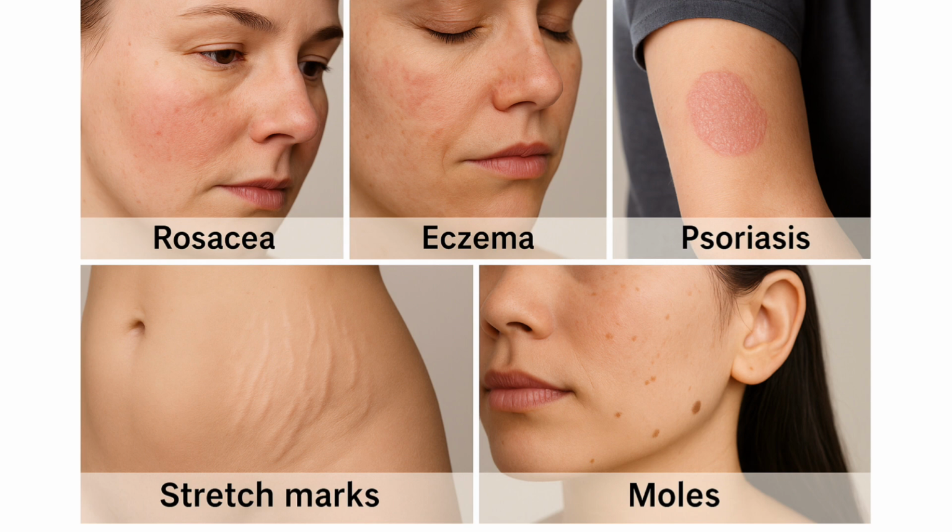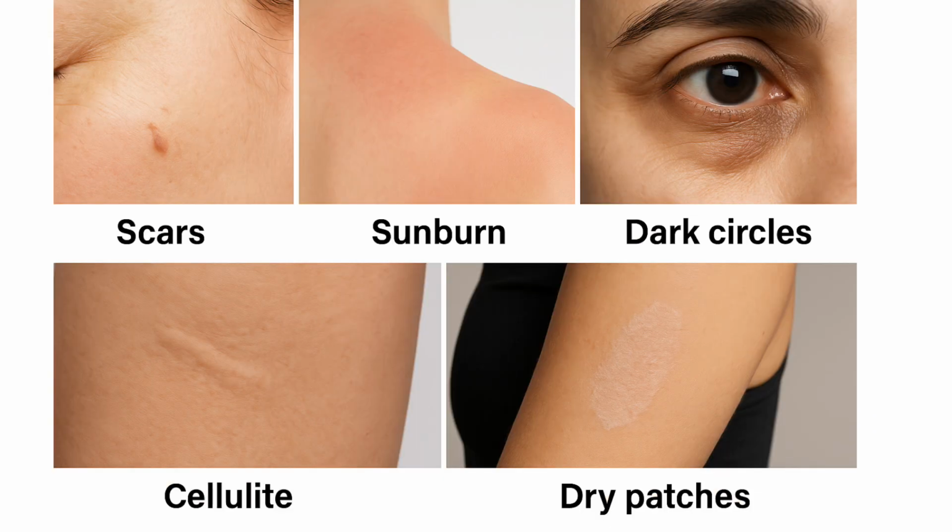Moles, small, dark spots or growths on the skin. Example: you should check your moles regularly for changes. Let's look at the last image now. Scars, marks left on the skin after an injury has healed. Example: he has a scar on his knee from a childhood fall.